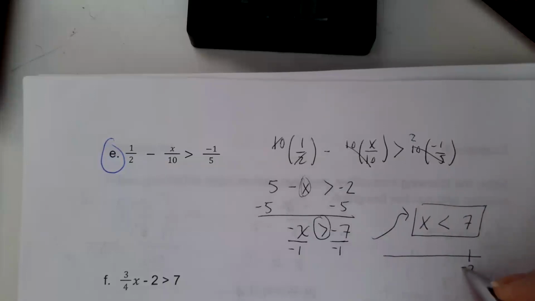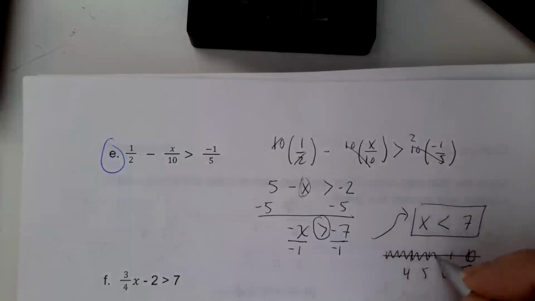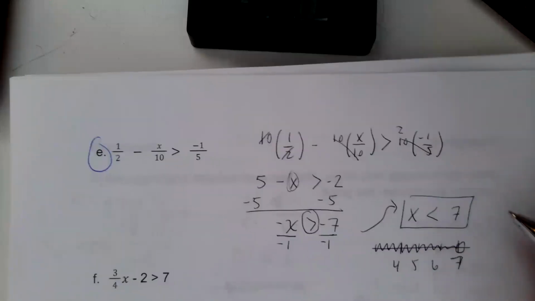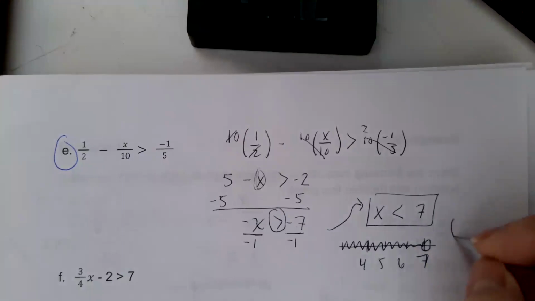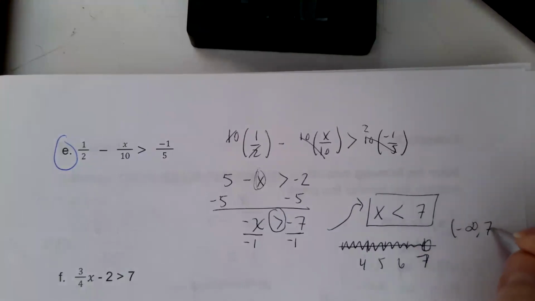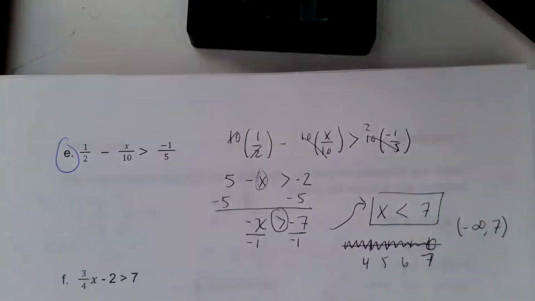And 7, 6, 5, 4. I have an open circle because it's strictly less than, and I'm shading it to the left. And then my interval is going to be negative infinity up to 7 with a parenthesis.